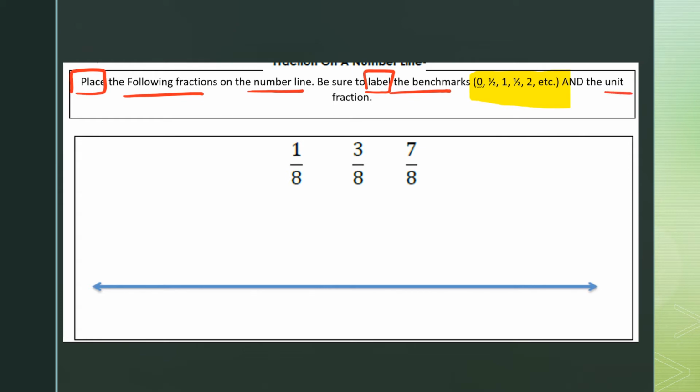And the unit fraction. So we know that unit fractions always start with a 1 on top. So in the choices they gave us, they actually gave us a unit fraction, 1/8. And again, I know that's a unit fraction because there's a 1 on top. So if I look at my denominator, all three fractions have a denominator of 8. So I know that my number line has to be split into 8 equal parts, which means 7 lines. So I will draw those 7 lines.